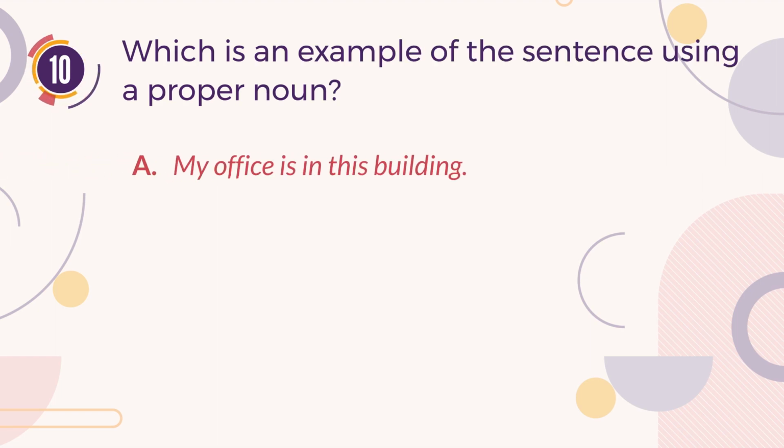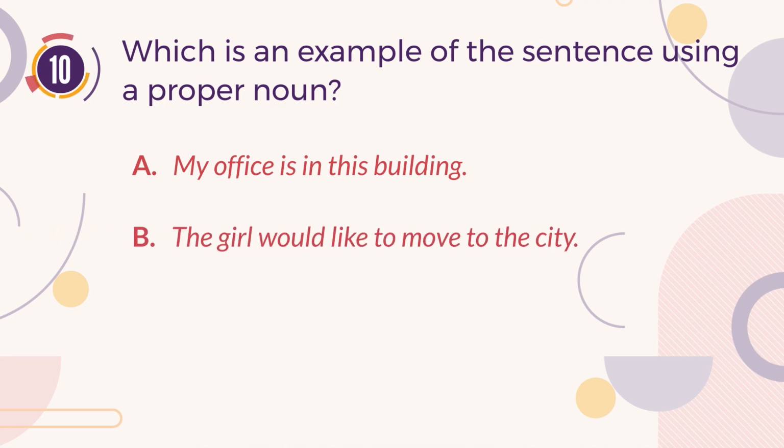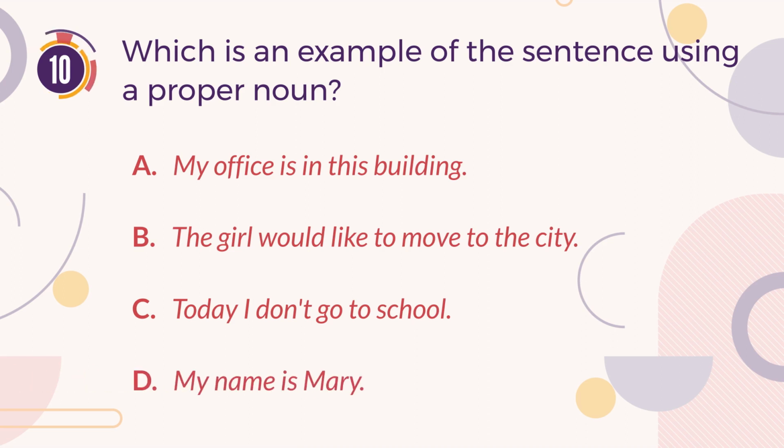Number 10. Which is an example of the sentence using a proper noun? A. My office is in this building. B. The girl would like to move to the city. C. Today I don't go to school. D. My name is Mary.